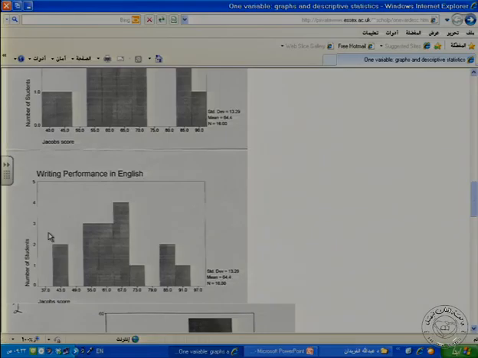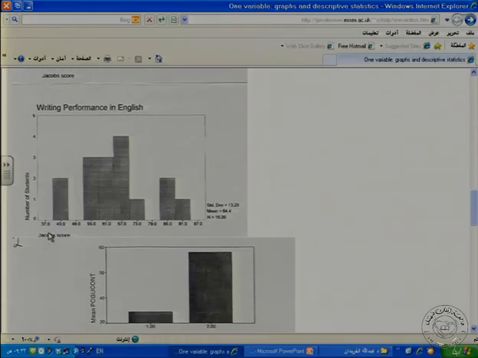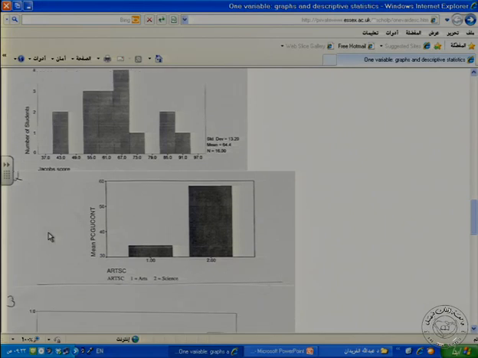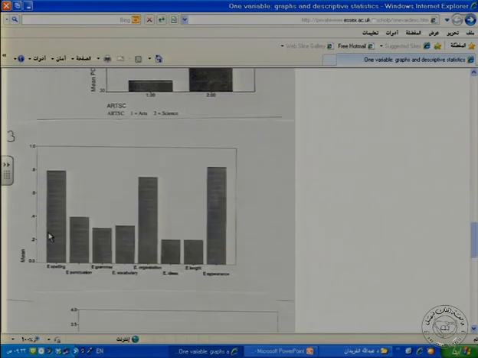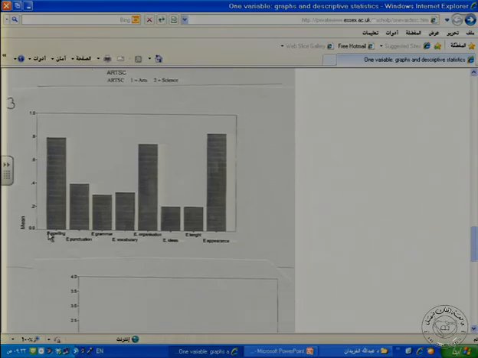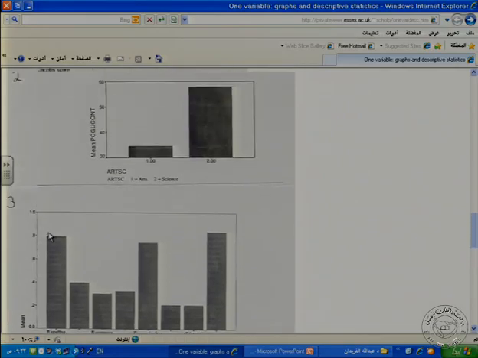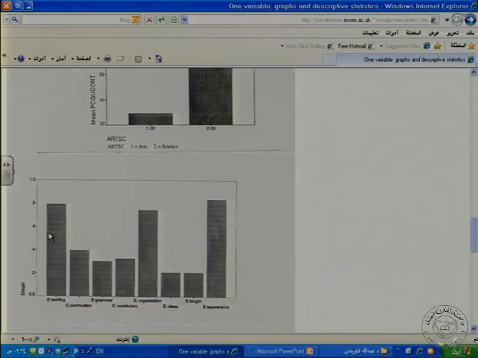So here is another way of showing the same thing, writing performance in English. These are all examples about different things, and it shows us these graphs and how to explain them.